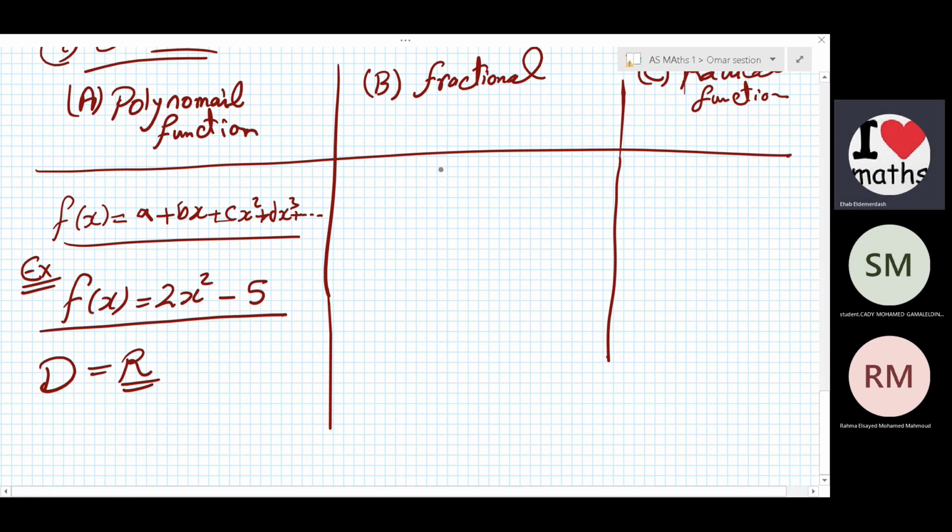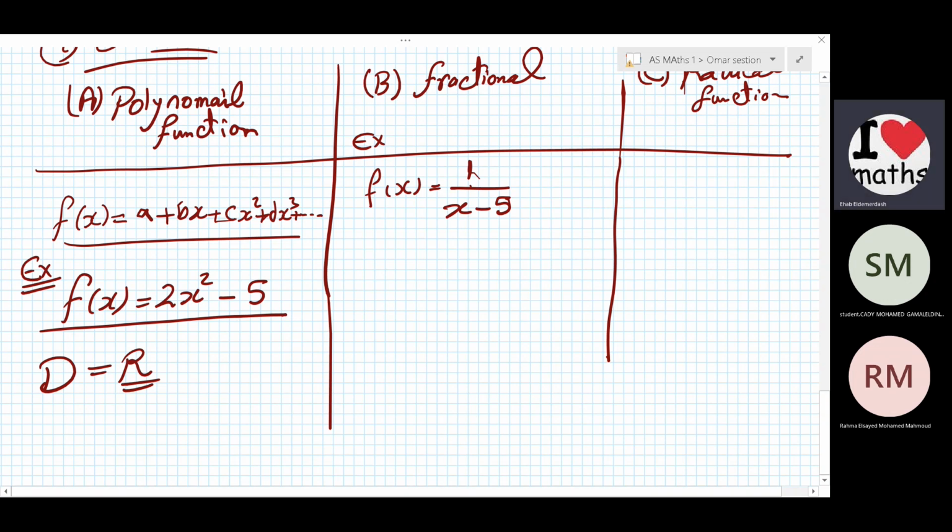Now have a look at the fractional function. For example, if I have this function as an example, 1 over x minus 5. Let's try to find, for example, f of 2. I can find f of 2, right? We can replace x by 2, it's okay. But if I say replace x by 3, okay. But if I say replace x by 5.